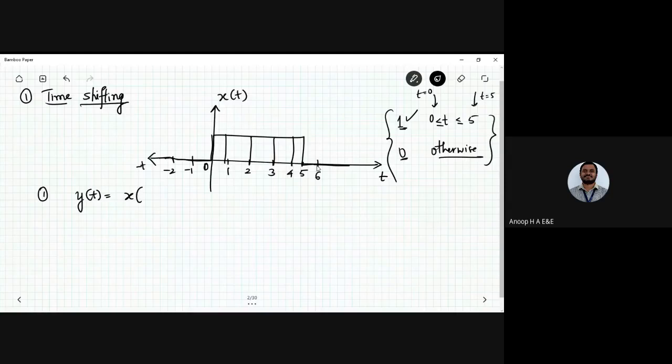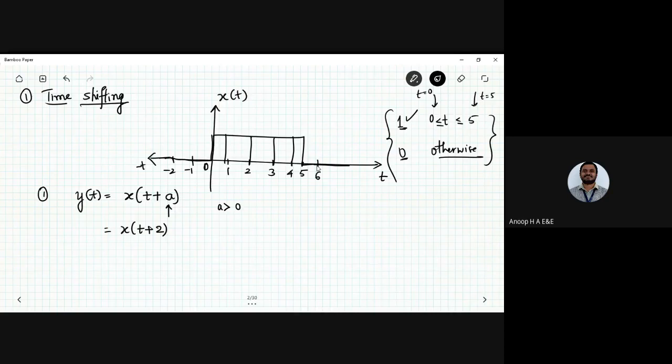Okay, so now let me go for the first one, which is the signal y of t, that is x of t plus a. Here a is greater than 0. Let me take a number for easier understanding, that is x of t plus 2.